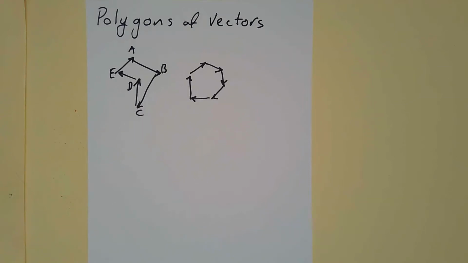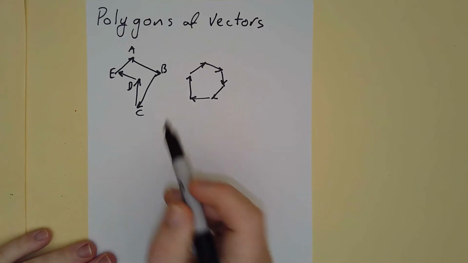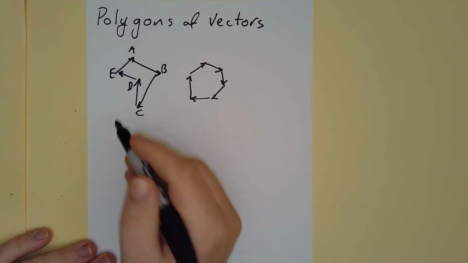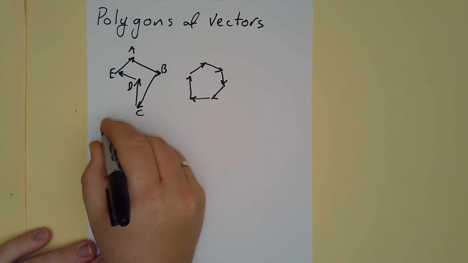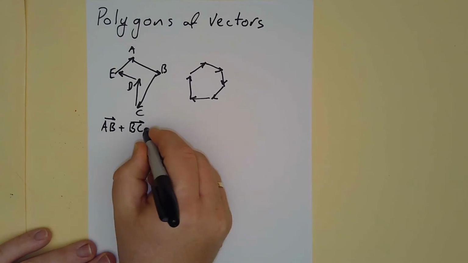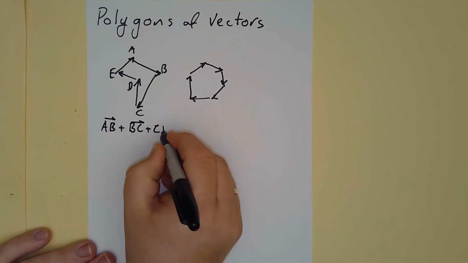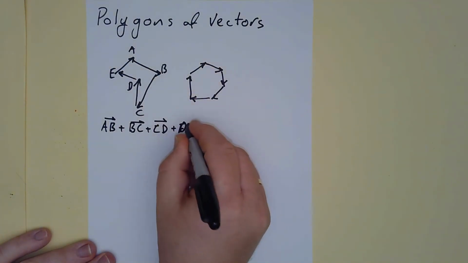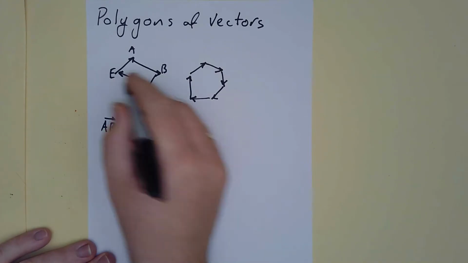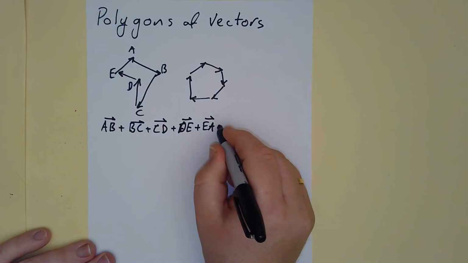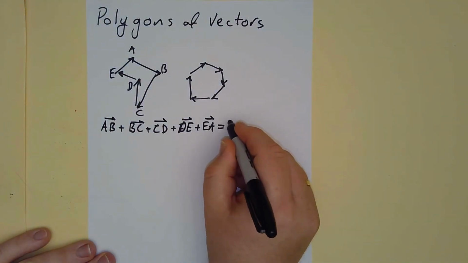We're going to look at lots of little things about vectors. So we're going to start off with a polygon made of vectors. So I've got here our irregular polygon, but we'd notice that if we added the vector AB plus the vector BC plus the vector CD plus the vector DE plus the vector EA, we end up back to where we ended up, so that would be the zero vector.